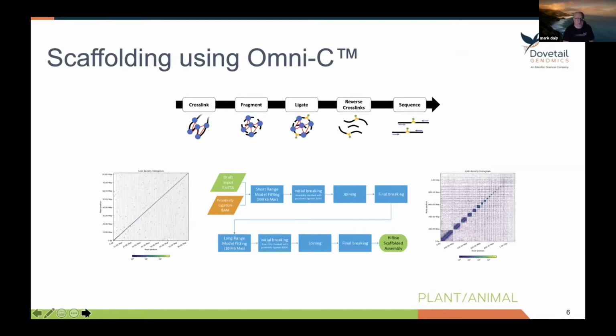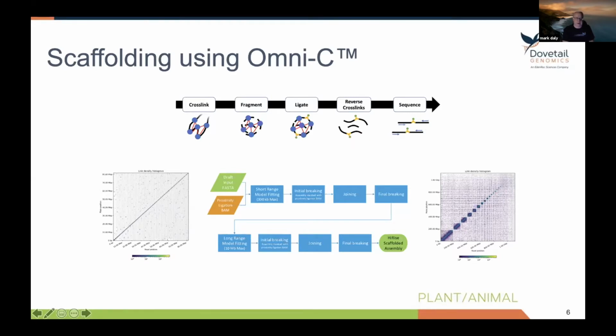Very, very briefly, how does OmniC work? And this applies actually to proximity ligation in general. You basically cross-link the proteins in the nucleus. You fragment the chromosomes, and in OmniC's case, we're using an endonuclease. You're chopping up the chromosomes, then you're ligating them all back together. The points that are closer together are going to ligate more frequently than the ones that are farther apart. So you get that nice distribution that I showed you. We reverse the crosslinks, freeing up the DNA, and then sequence those molecules on Illumina sequencer.